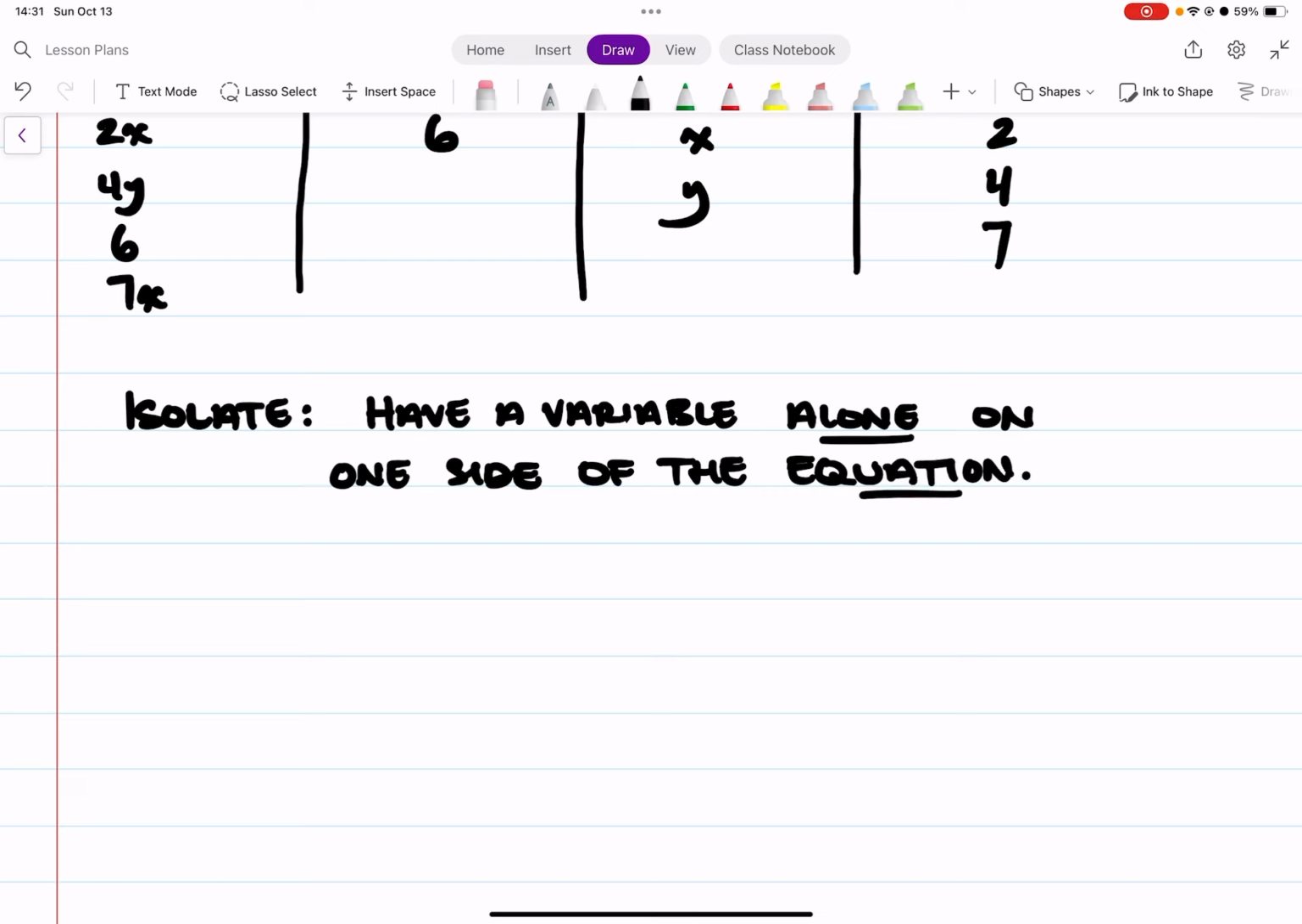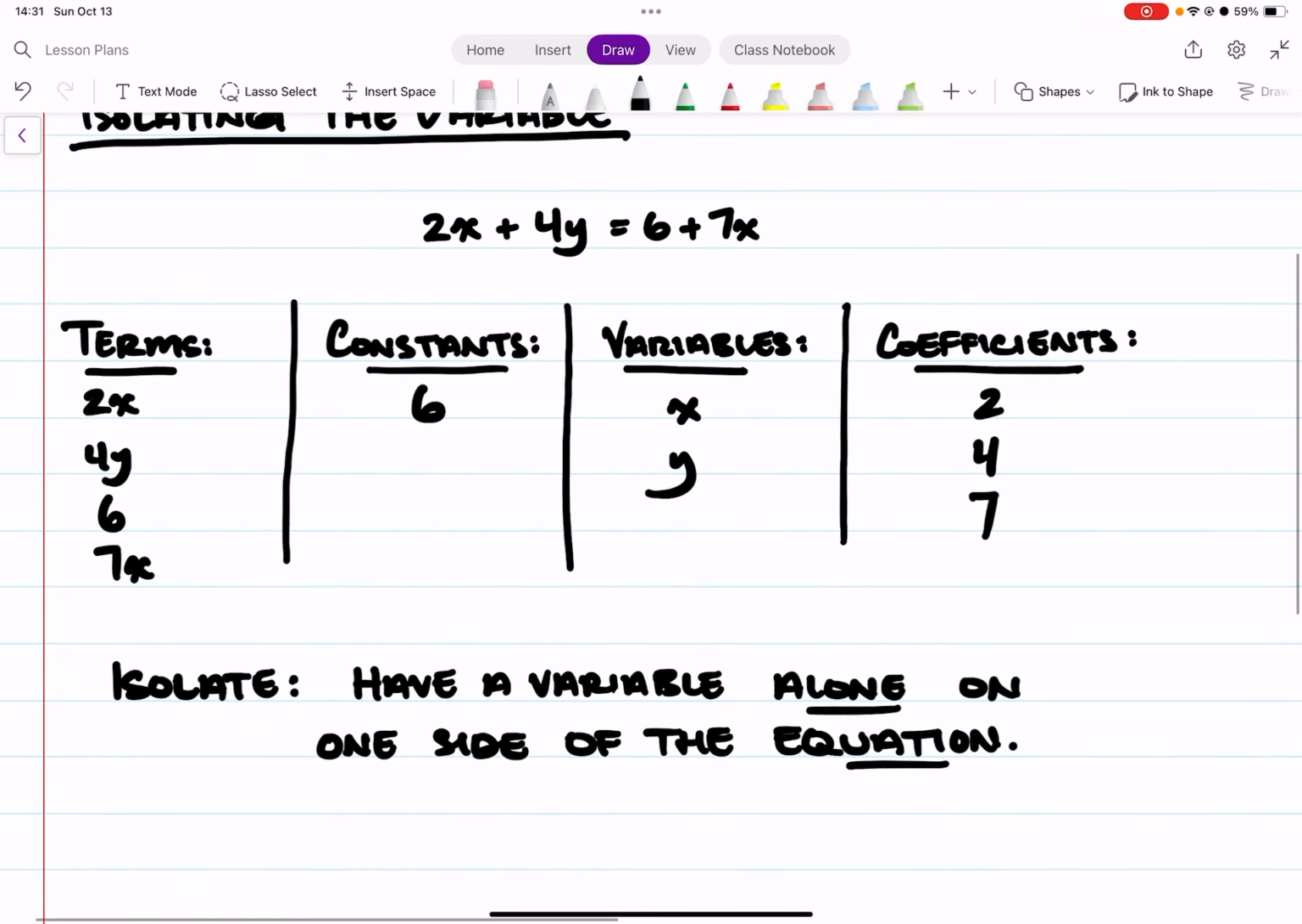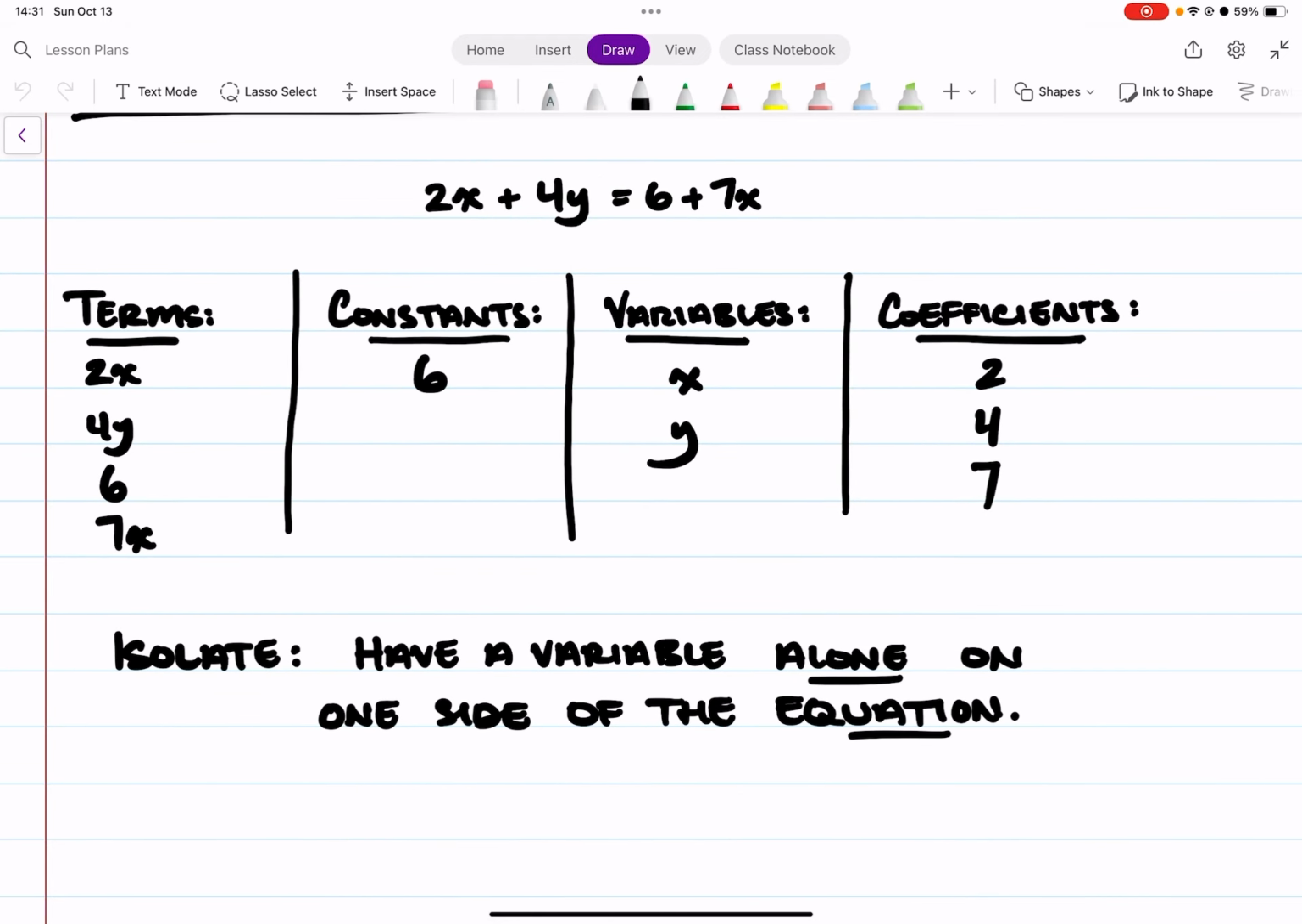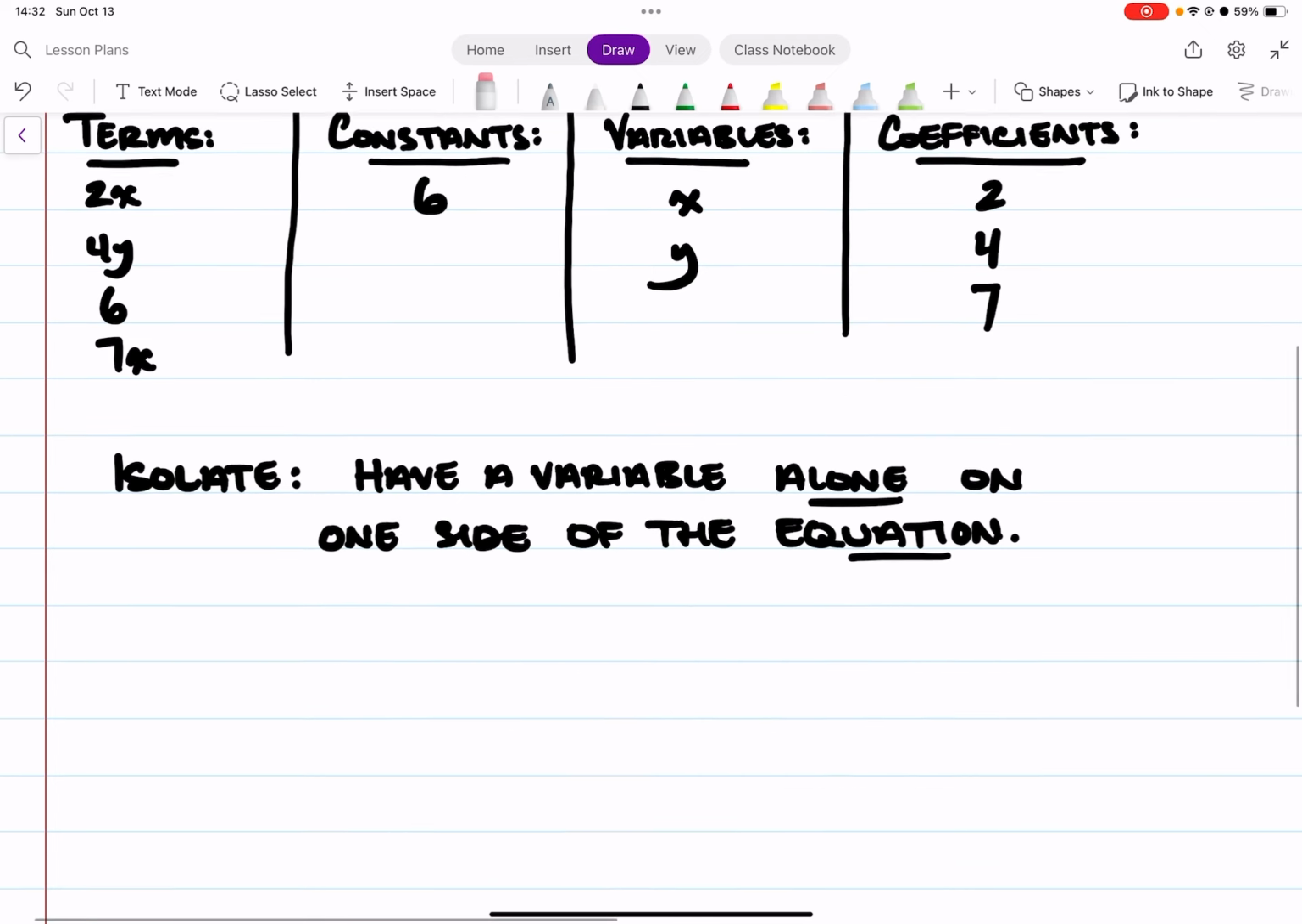So just to clarify, an equation is anything that has an equal sign. This is different from expressions, because an expression would be something like this, right? Here you actually have two expressions in this question. And how do you know it's an equation? Because of this symbol, because it has an equal sign.